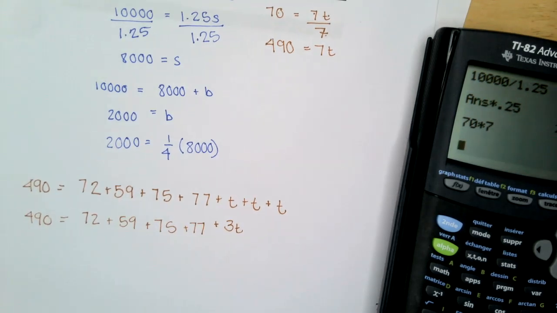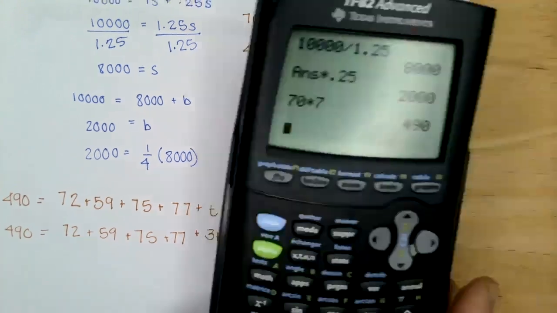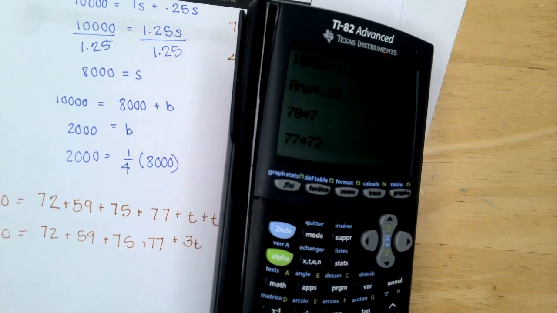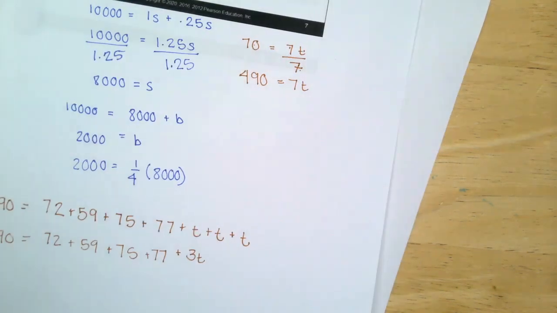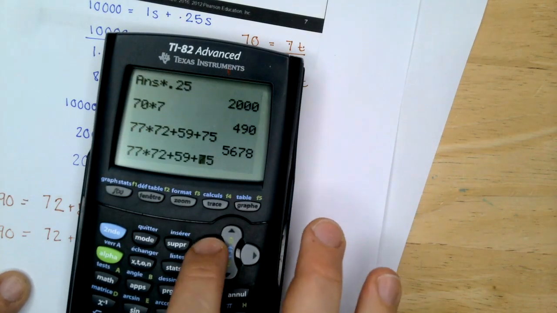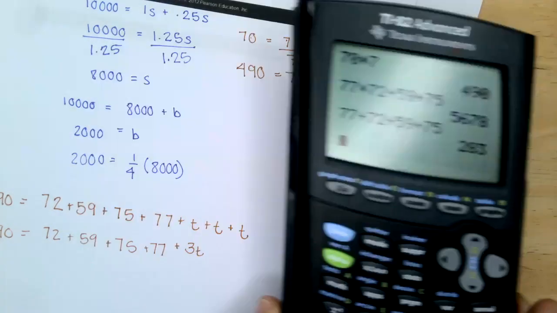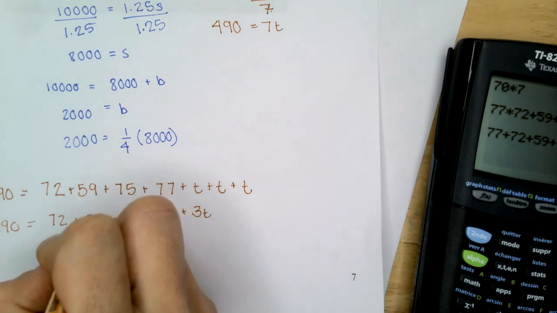Let's combine like terms, which is what we did here. We combine like terms. 72 and 59 and 75 and 77. Is it 70? 70 times 7, yeah. 59 and 75. I did a multiplication sign in there. So that's not a grade you can get. All right, 283 are all. Oh, this girl's in trouble.